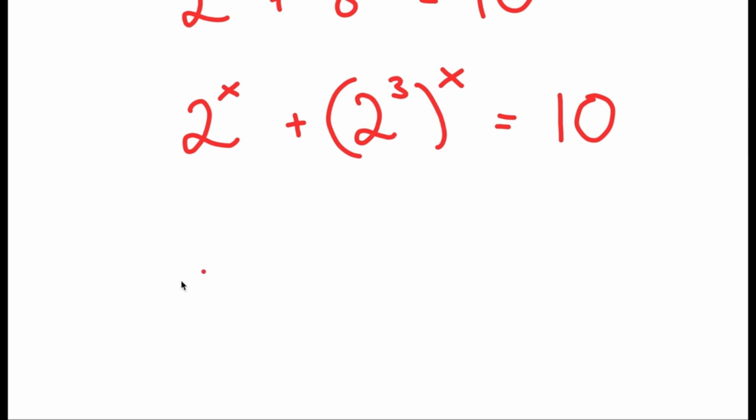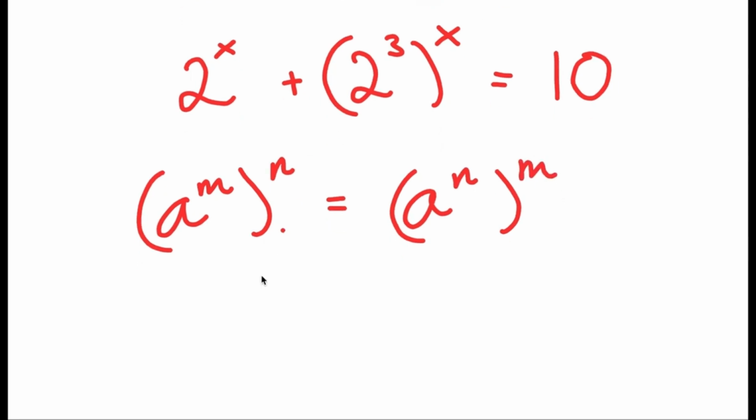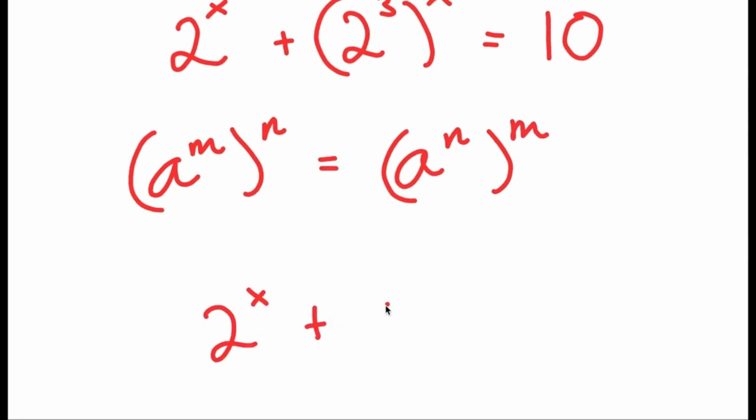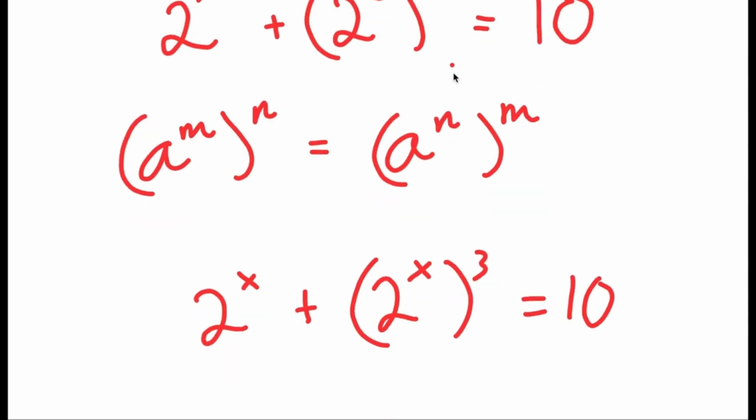Now from here, if I have something in the form (a to the power of m) to the power of n, this is equal to (a to the power of n) to the power of m. So I get 2 to the power of x plus (2 to the power of x) to the power of 3 is equal to 10, because I switched the places of 3 and x.